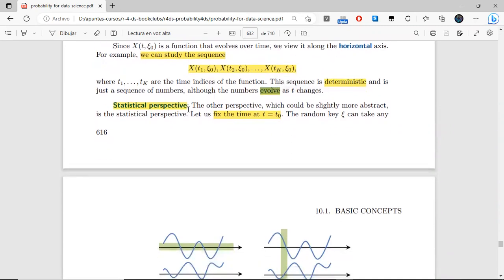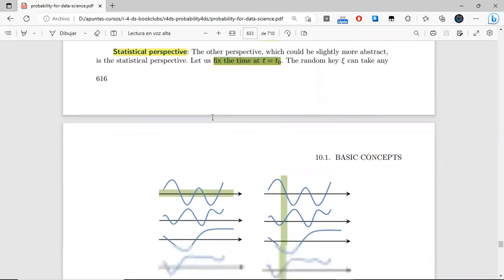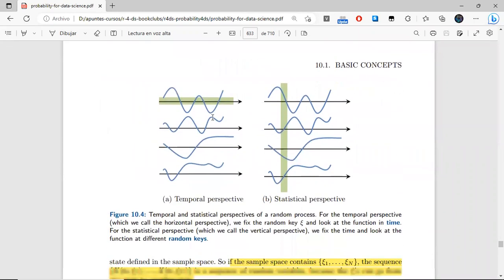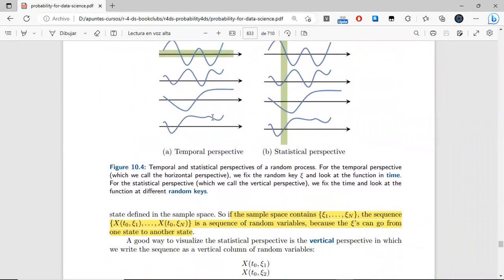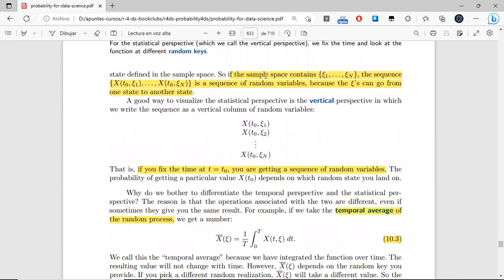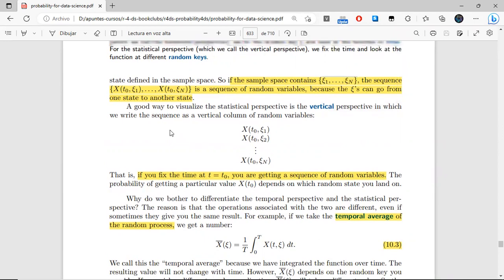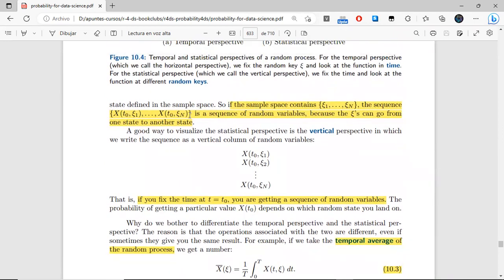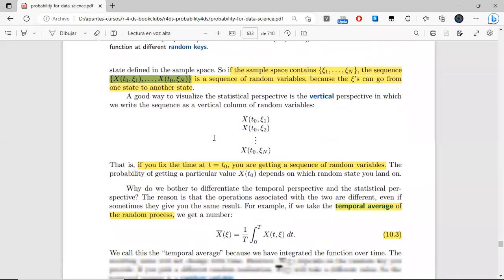And the other case would be not to fix the random key, but to fix the time. So we can fix one time, and then what is changing is the random key. So the output is now a random variable. And in a specific case where the sample space is only determined by a finite set of keys, we can think of the sequence over time, by fixing the time, as a sequence of random variables, where the only thing that is changing is the event of the sample space.